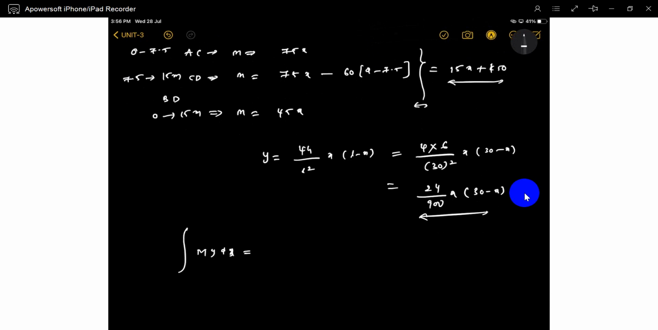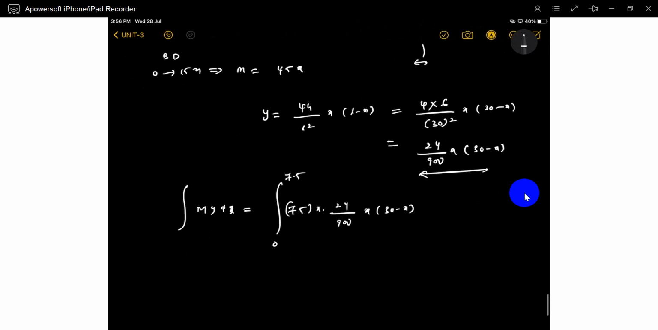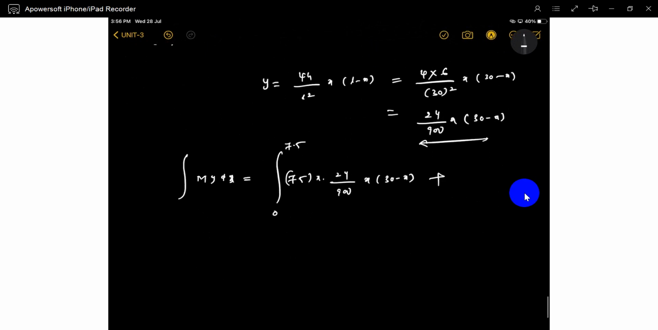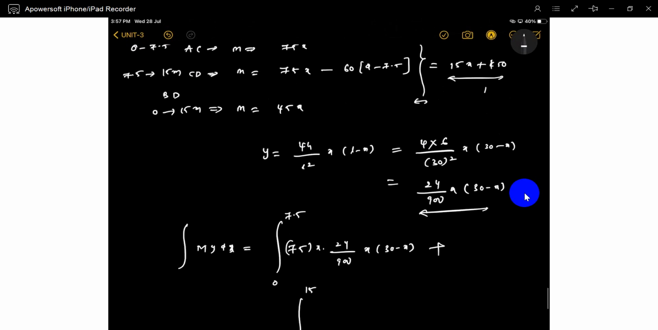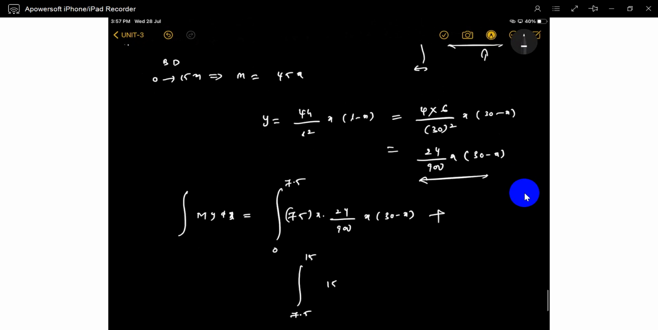See, now the first thing is 75x, that is the moment. Y is 24 by 900, x into (30 minus x), from 0 to 7.5, that is the first thing. Second thing is 7.5 to 15. How can you write it? Moment is already known: 15x plus 450, y is 24 by 900, x into (30 minus x).